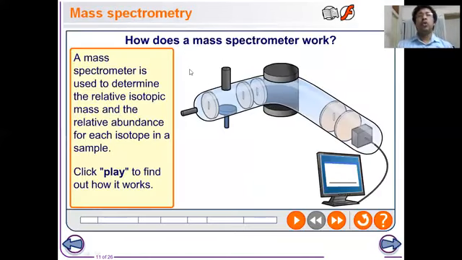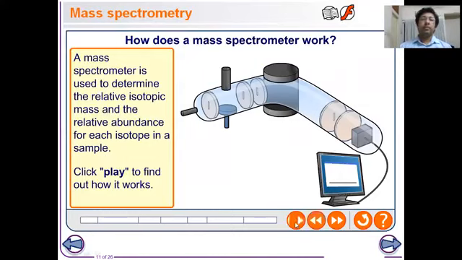Well, let me show the different parts of this machine. This is a mass spectrometer. The definition of the mass spectrometer is given here. A mass spectrometer is used to determine the relative isotopic mass and the relative abundance for each isotope in a sample.